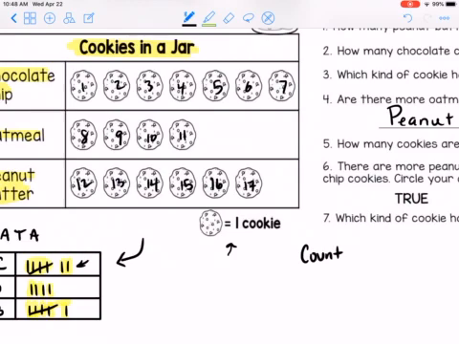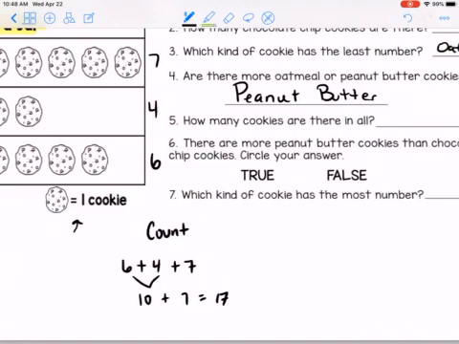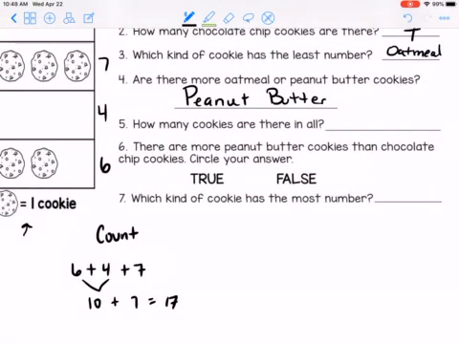But you can also add these up. So we know that there's 7 chocolate chip, 4 oatmeal, and 6 peanut butter. So we could also do 6 plus 4 plus 7. 6 and 4 makes a 10, so I'm going to do that first. And then we have 10 plus 7 equals 17. So if you had a pictograph or a bar graph that had bigger numbers, adding them up might be easier than counting. So we want to include that strategy as well. So how many cookies are there in all? There are 17 cookies in all.